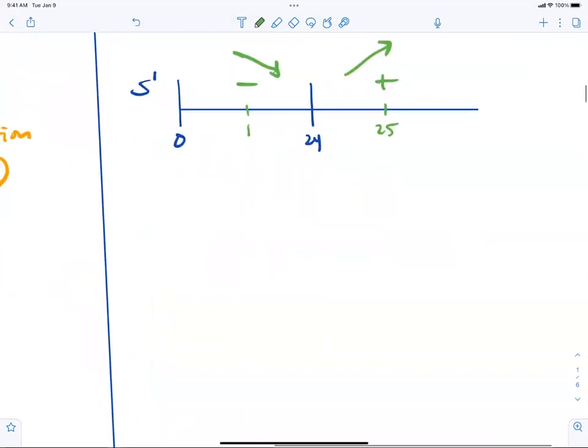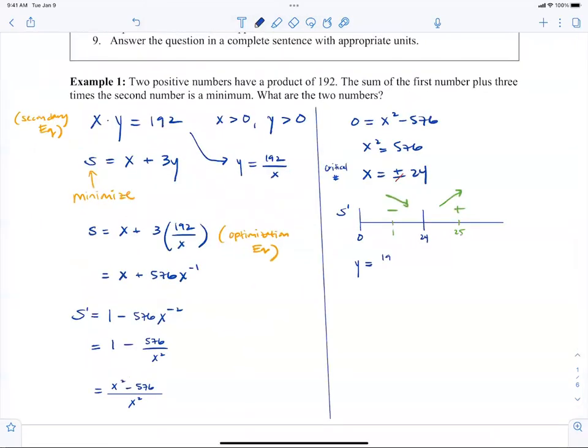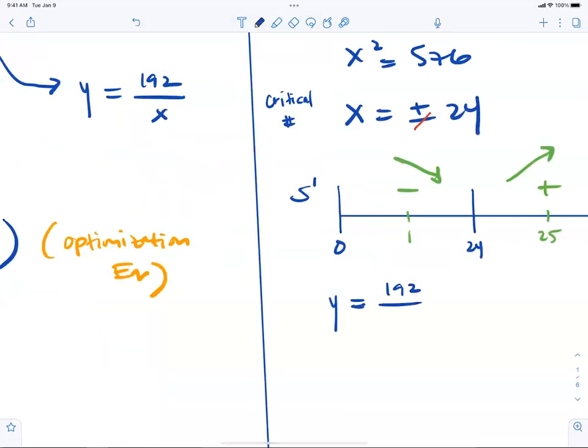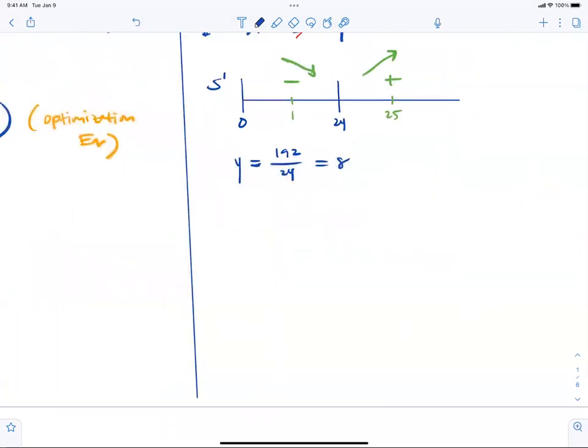So we need Y. We can find Y by plugging 24 into our equation for Y, which was up here, right? 192 divided by 24 is 8. Okay, three steps here. We need to make a statement that summarizes. And then for our justification, we need to make a statement about 24 being a critical number and the sign change in S prime on the interval for X greater than 0.